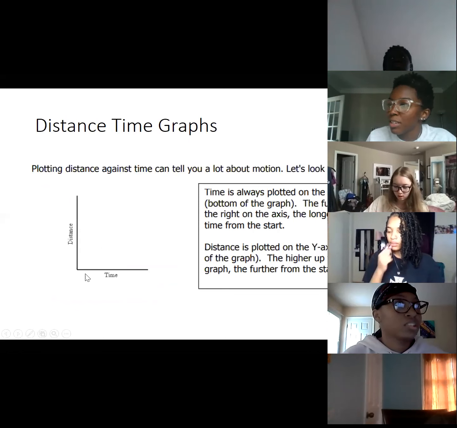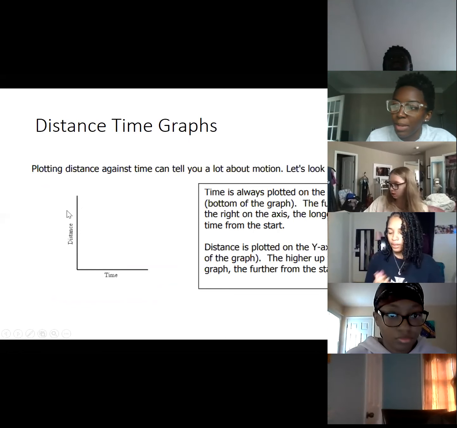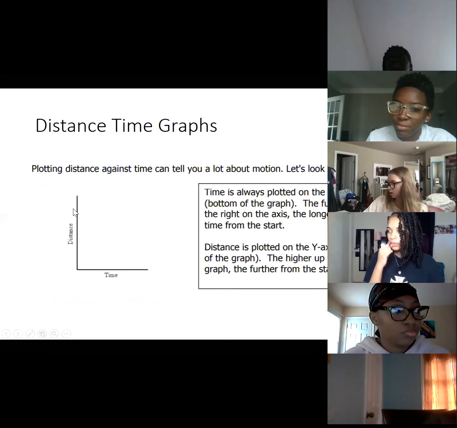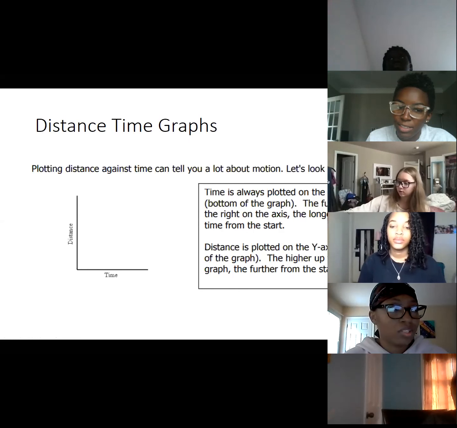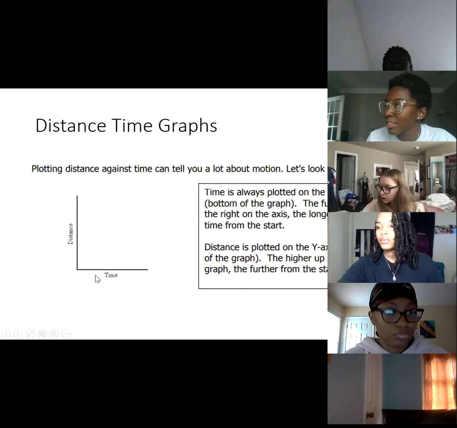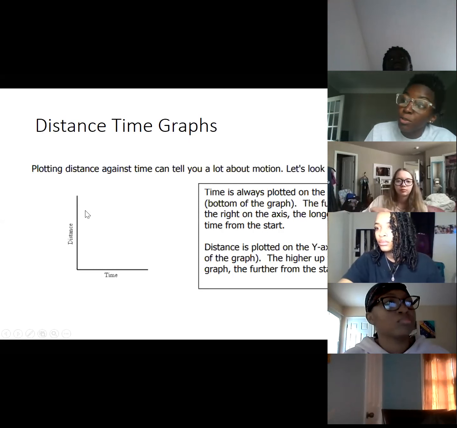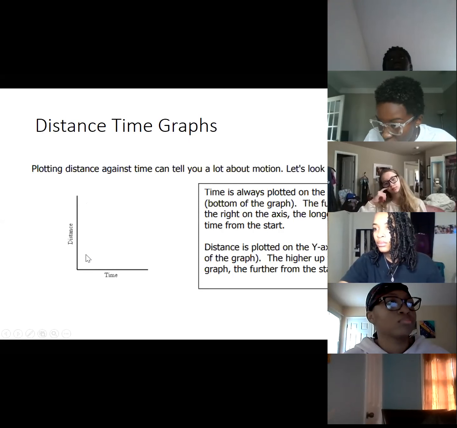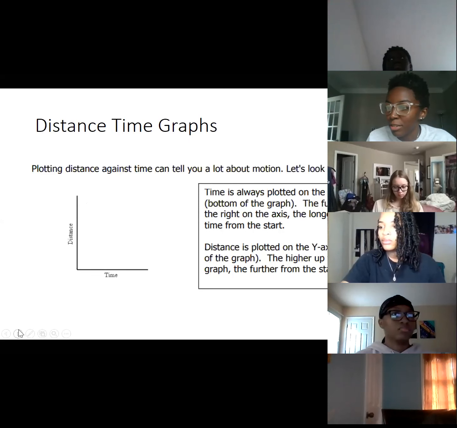So when we look at time over distance, which one of our formulas uses time and distance? Speed or acceleration? Which one? Speed, right? So this is going to tell us the speed. Time is always down here, and distance is always on the y-axis. So the further up you go, the more distance you travel, and the further to the right you go, the more time is taken. That's kind of standard.